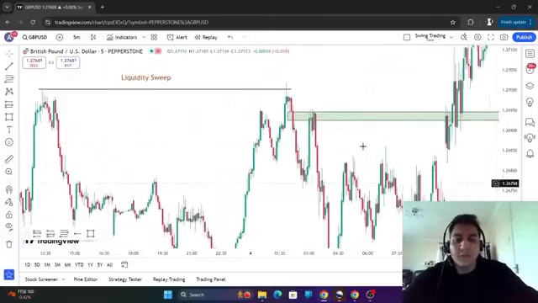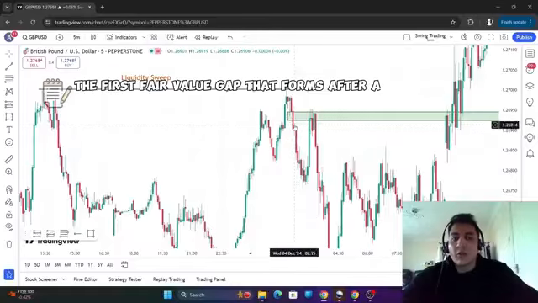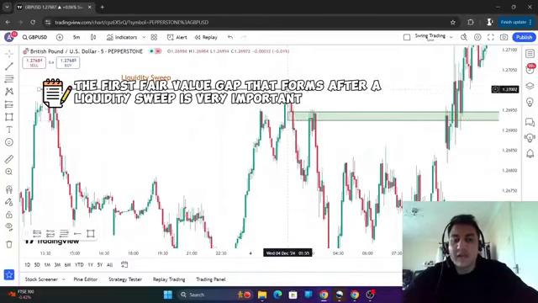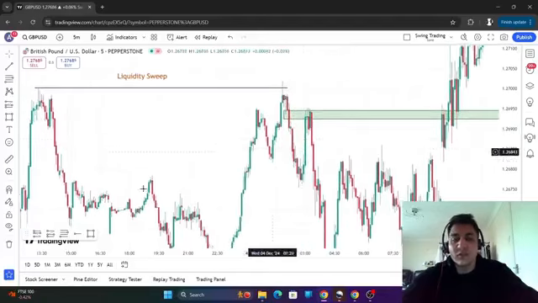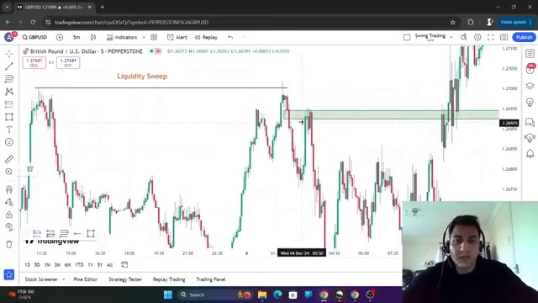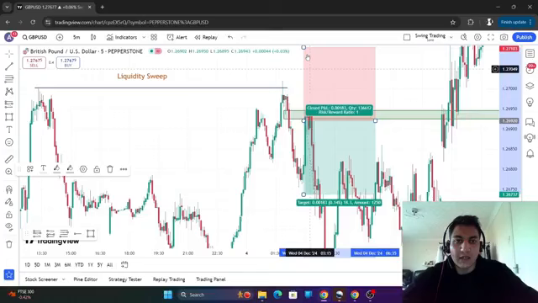So we just want to enter on the fair value gap. The first fair value gap that forms, especially after a liquidity sweep like we've had here, is so important, and it's usually the best entry. So what we're going to do is enter like that, right in the fair value gap, like this.